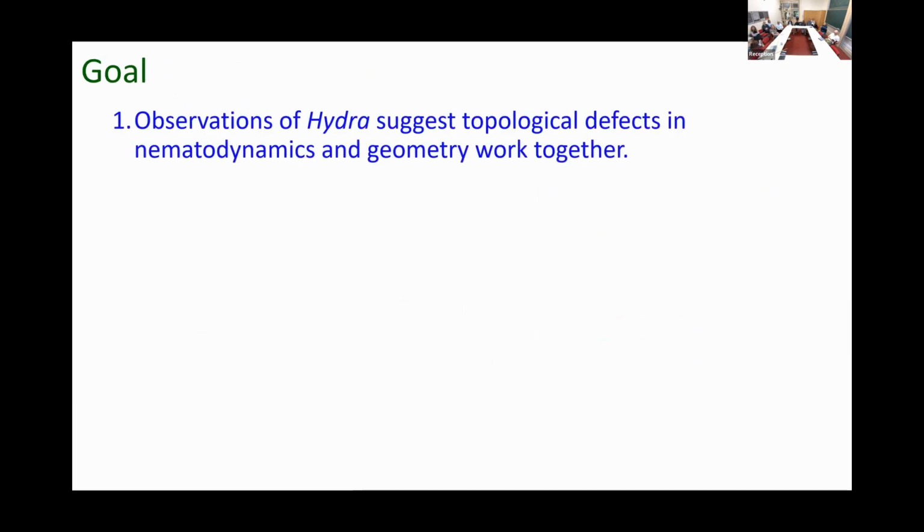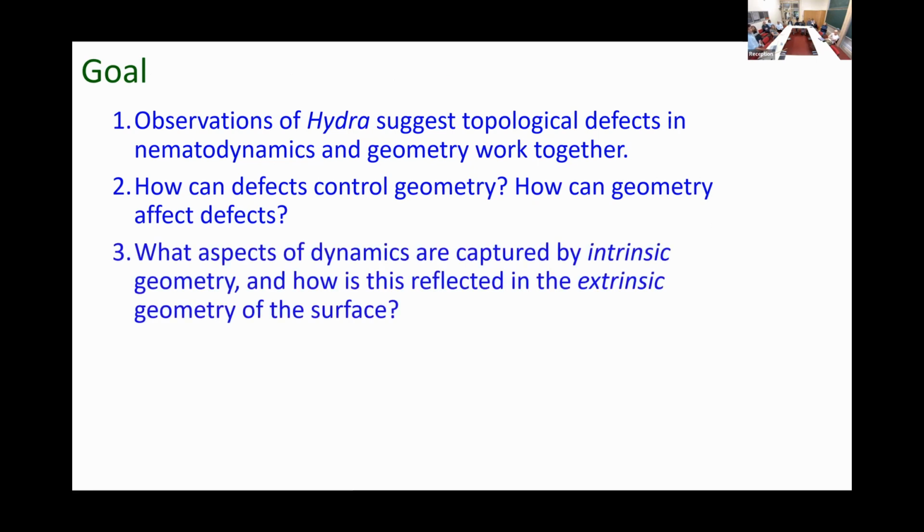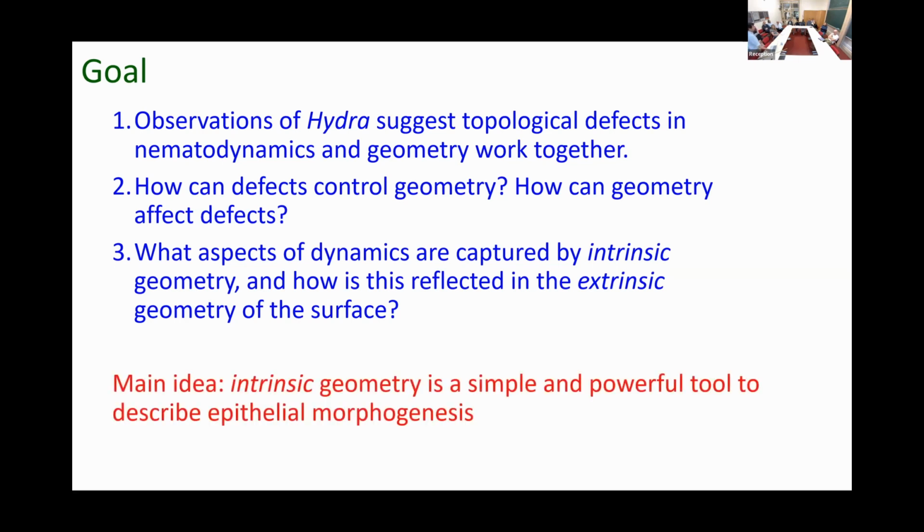Right, so these observations suggest that they all work together. So this raises several questions. First, how can the geometry affect the defects? And then what aspects of the dynamics are captured by the intrinsic geometry and reflected in the extrinsic geometry of the surface? I'll define what I mean by intrinsic and extrinsic later, but the main idea is that the intrinsic geometry is a simple and powerful tool to describe ideal morphogenesis.